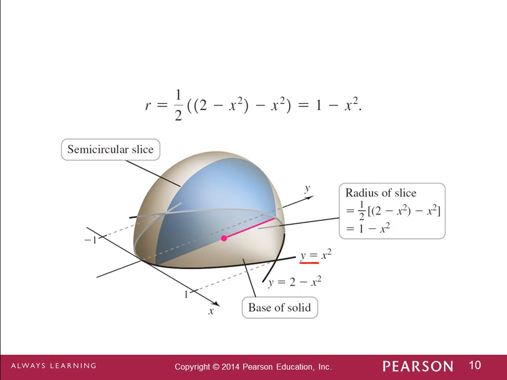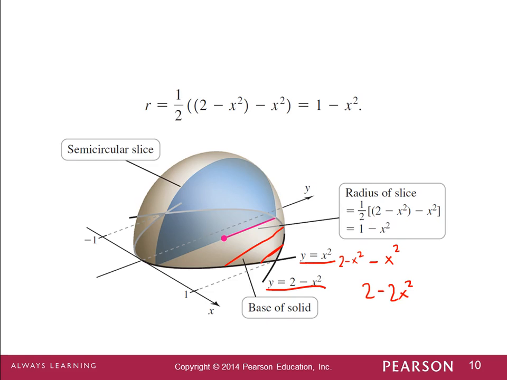We have the curves y equals x squared and y equals 2 minus x squared. And we're going to use the area between those curves as the base. Well, how do we find the area between those? We subtract the 2 minus x squared minus the x squared, so that becomes 2 minus 2x squared. That tells us the distance between these two curves at any given x value.